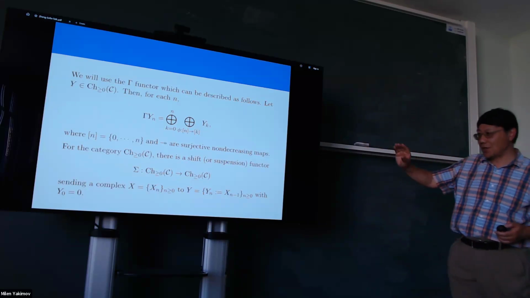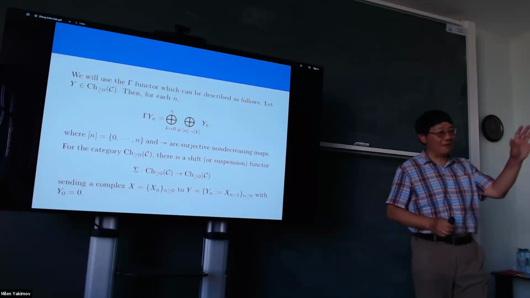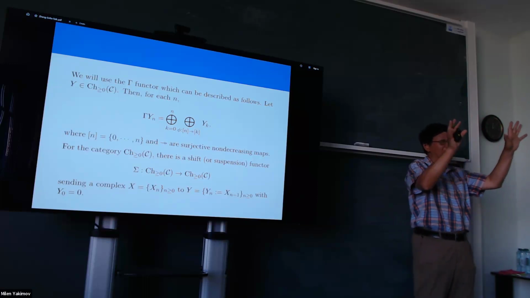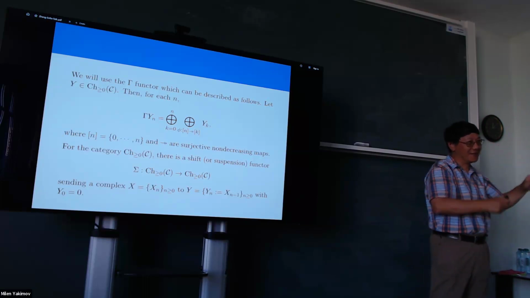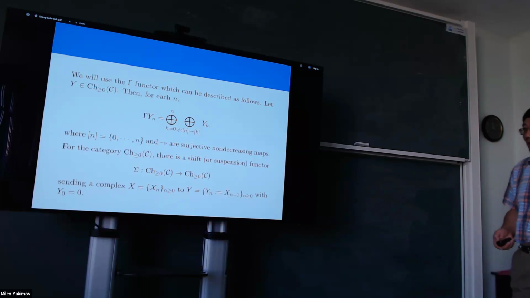We also need the shift functor to define the next two things. So the shift functor of a complex is kind of obvious, right? Just move this backwards by 1. That's the shift. All right. So most of this is from classical homological algebra.